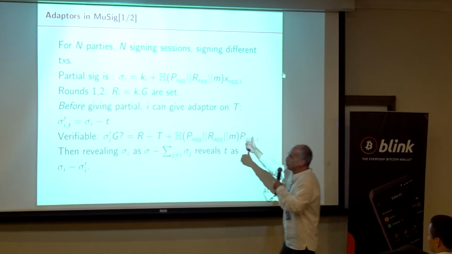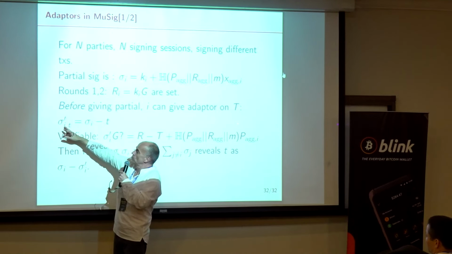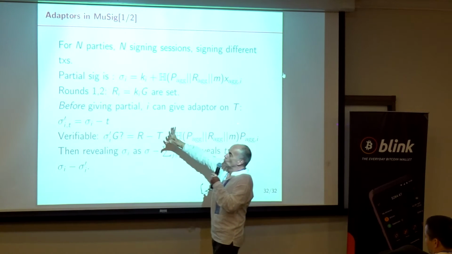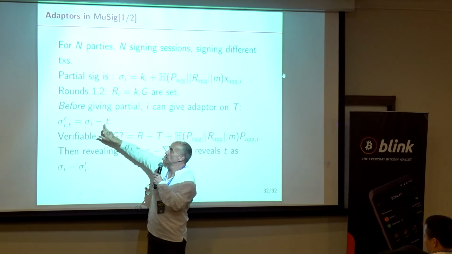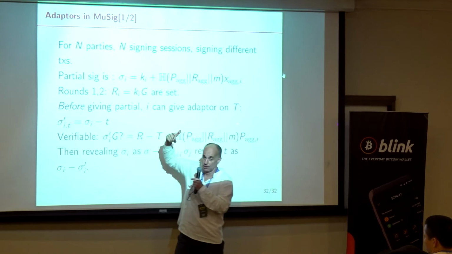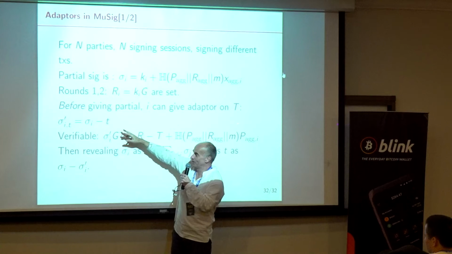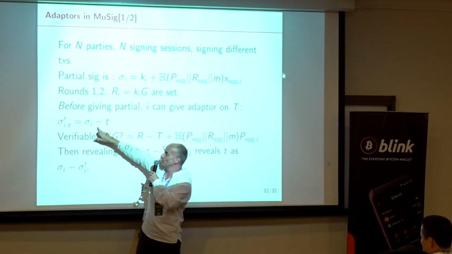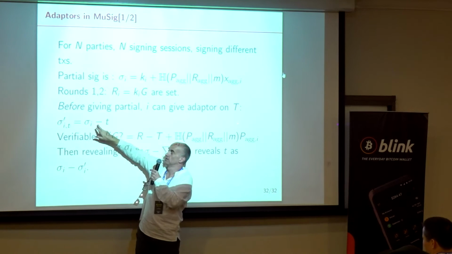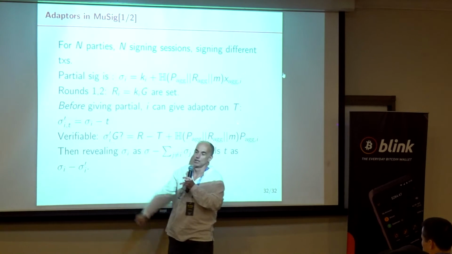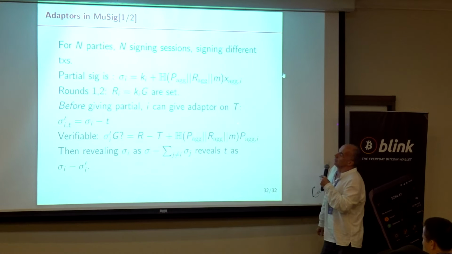Before publishing that, you can publish something else, which you call an adapter signature, which proves that when this is revealed, this will also be revealed. And that part is barely even high school mathematics, right? Because if you look at this equation, if I give you that, and then later on you see that, clearly you can find that, right? So that part at least is pretty easy.